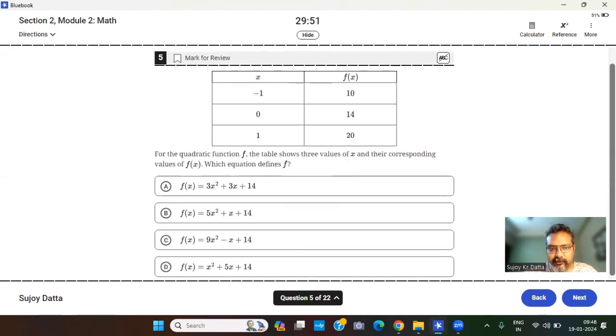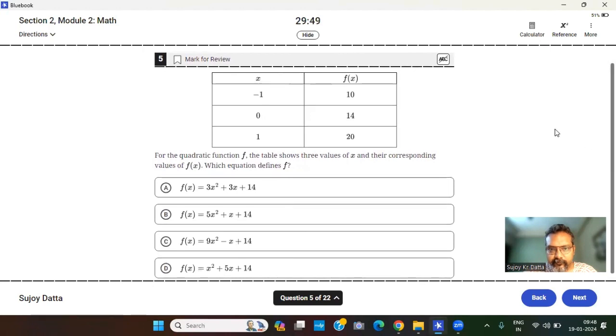The value at 0 is higher. The value at 1 is the highest. Okay, so for every 1 increase, sorry, at 1 it is 20, not 10. Sorry, I read it wrong. So here it increases by 4, then it increases by 6, and so on. So one way of doing this is we can just plug in the values here without doing much.